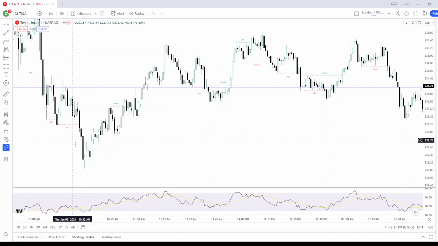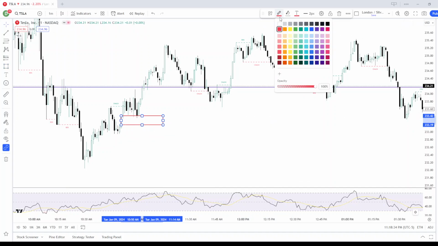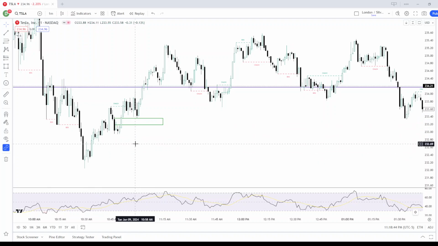Okay, so we delivered on liquidity to the sell side. We bounced up. We saw a change of character here, and we can see that there was a fair value gap here. And we deliver right down to the fair value gap. You could have taken your entry there. It was not in discount, but it's still a good entry.